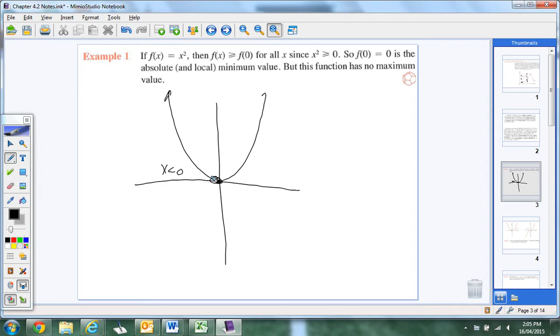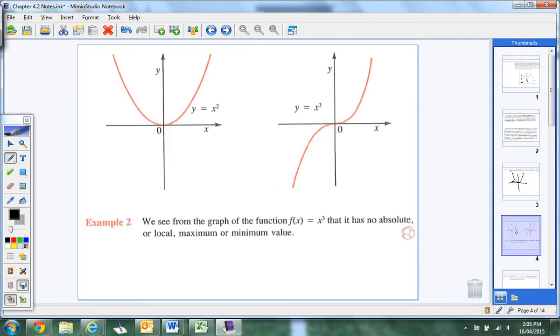Okay. Next one we'll look at real quick is just a regular cubic graph. Y equals x cubed. In example 2, we see from the graph that for the function x cubed, there's no absolute or local max or min value. Because x cubed is just slowly what the whole time? It's just slowly increasing the whole time. It never flattens out. It never gets a slope of 0 with the derivative.